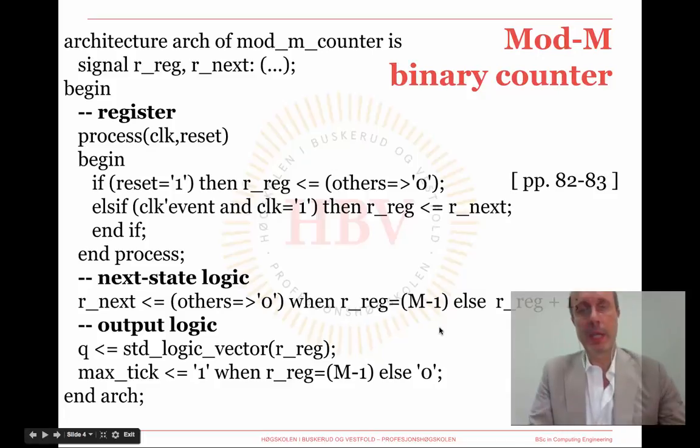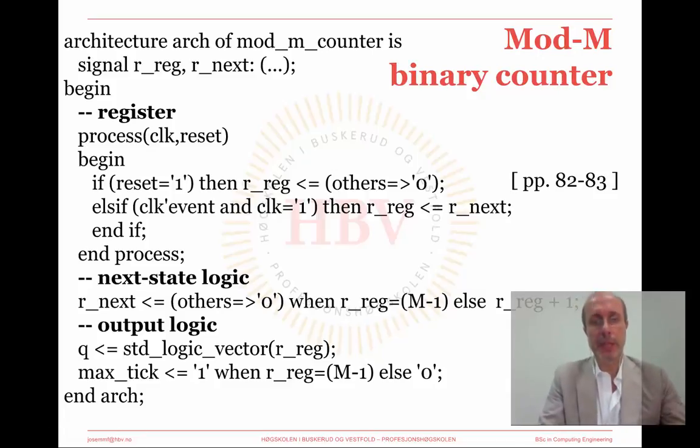As you may see by checking the full VHDL description for this block, which is presented in pages 82 and 83 of the book, the limit m was defined as a generic declaration in the entity description.